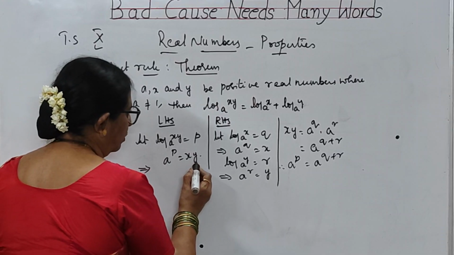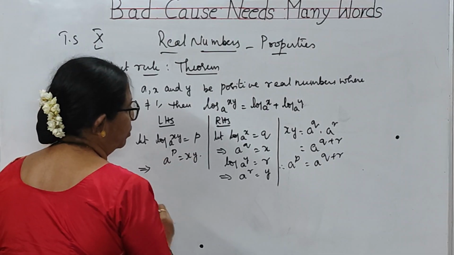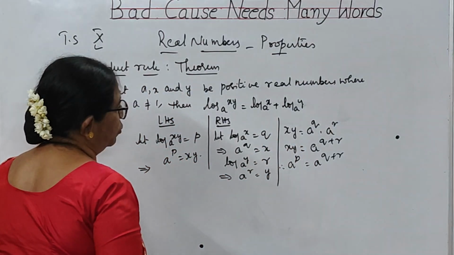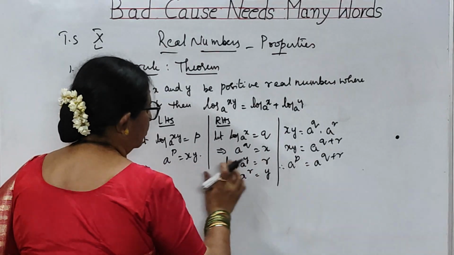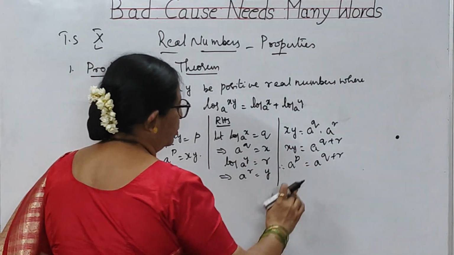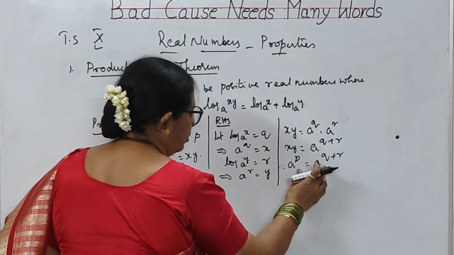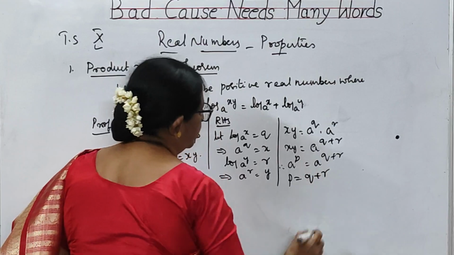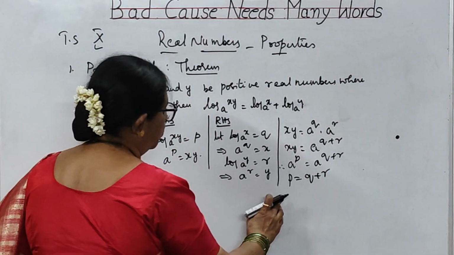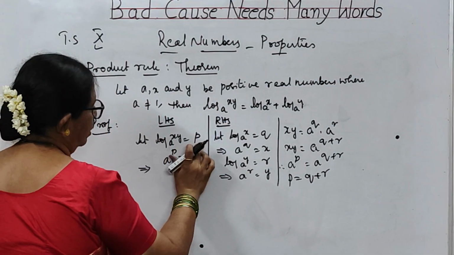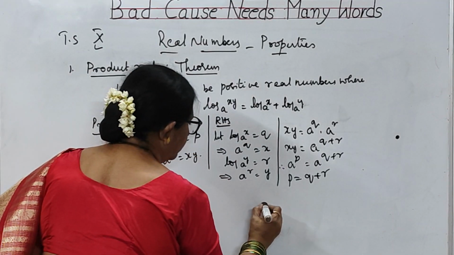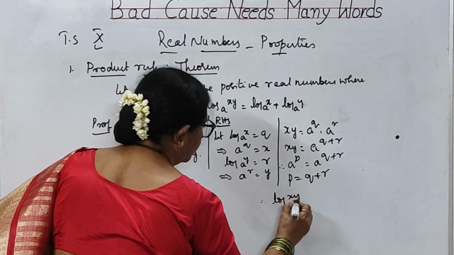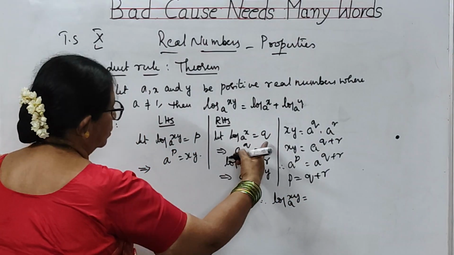See, we have a to the power of p is equal to x into y. x into y you have also got as a to the power of q plus r. When these are equal, the other ones are also equal. So a to the power of p is a to the power of q plus r. When bases are the same and equal, powers should be equal. p is equal to q plus r. What is p, children? Here, p means log xy to the base a, is equal to what is q?